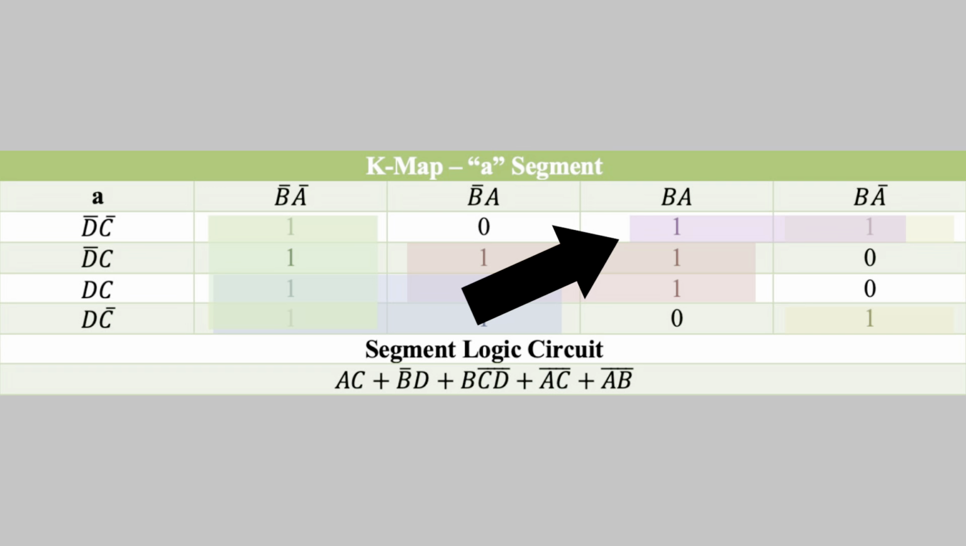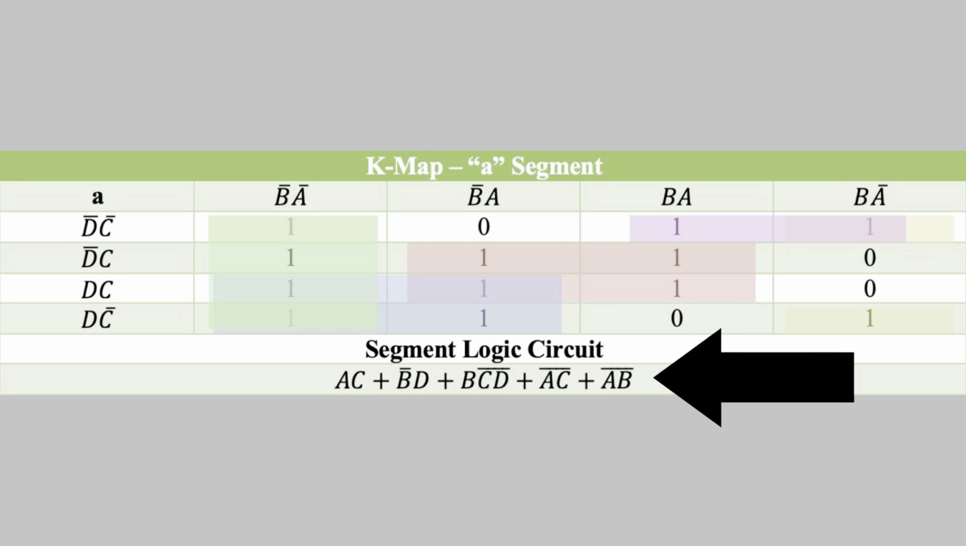B, C, D prime is found in row 1, column 3 and 4, with 2 adjacent squares forming 3 literals. AC prime is found in row 2 and 3, column 3 and 4, with 4 adjacent squares forming 2 literals. AB prime is found in row 1 through 4, column 1, with 4 adjacent squares forming 2 literals. This is the most simplified expression containing 6 AND gates, 4 OR gates, and 7 NOT gates.